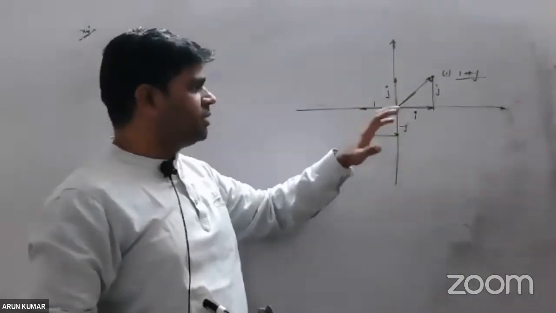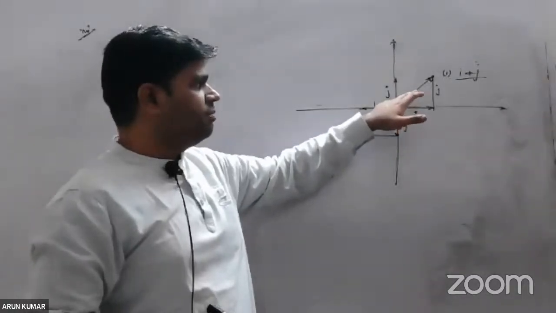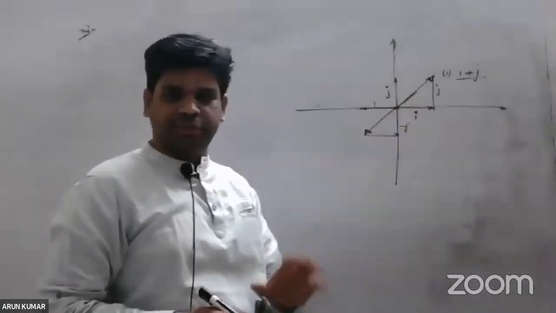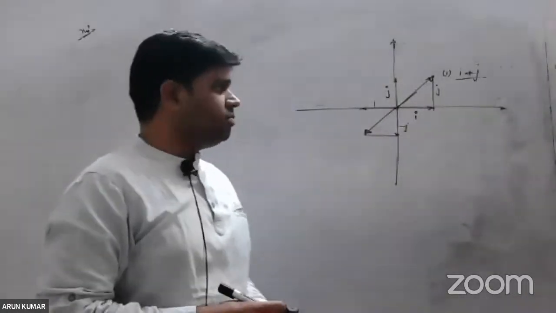He is asking, I have to find out the magnitude of these two resultants and the angle made with x-axis. That's what he's asking. So once I draw the vectors, it's very evident.